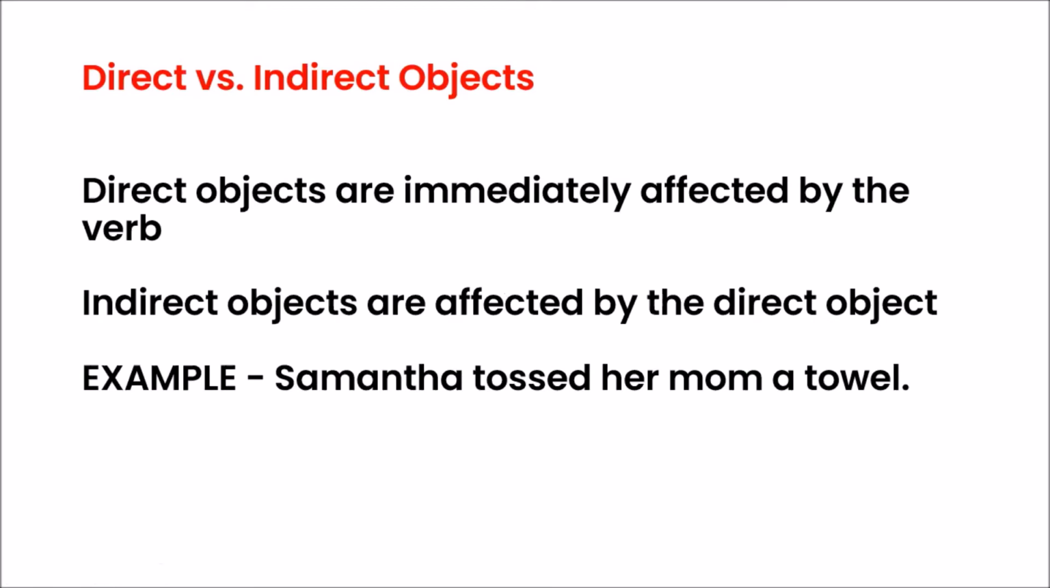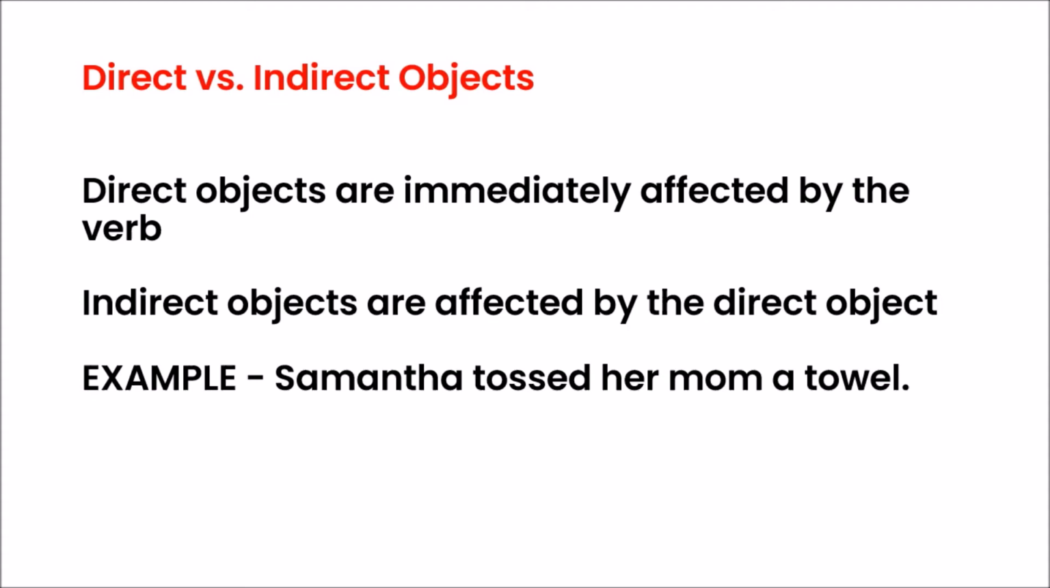Now, let's understand the difference between direct and indirect objects. Because the two terms are similar, it can be easy to confuse direct and indirect objects. The key difference between direct and indirect objects is that direct objects are immediately affected by the verb, but indirect objects are affected by the direct object.